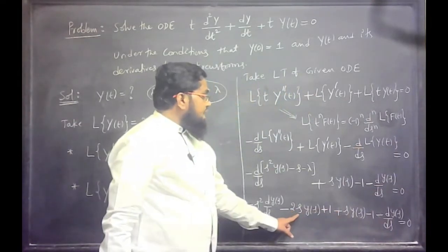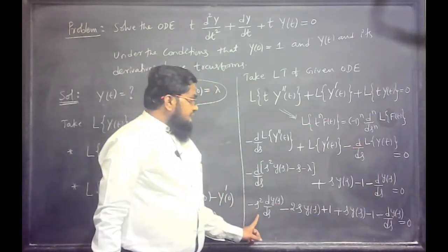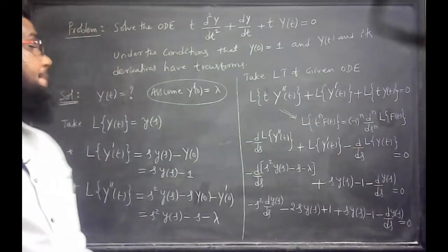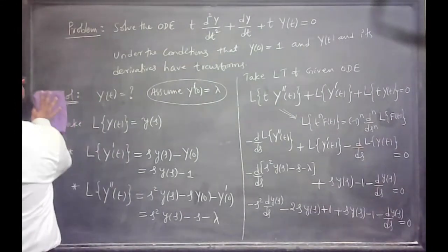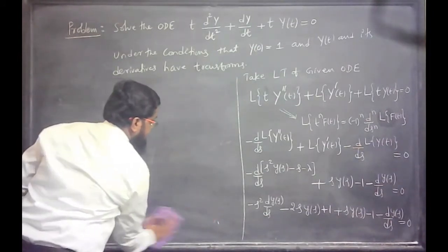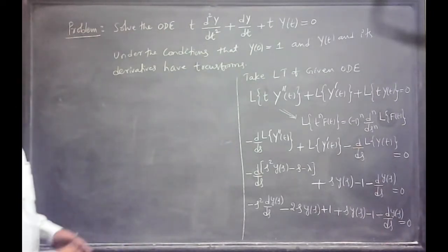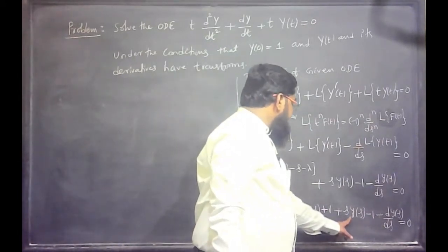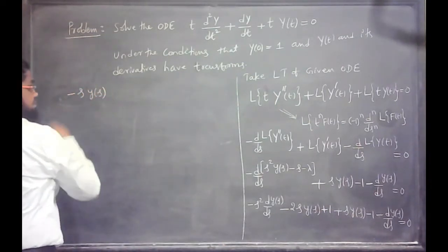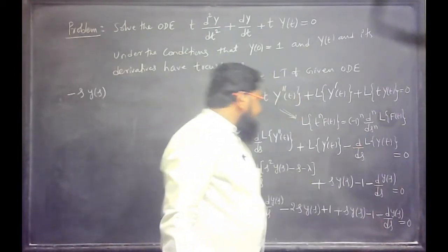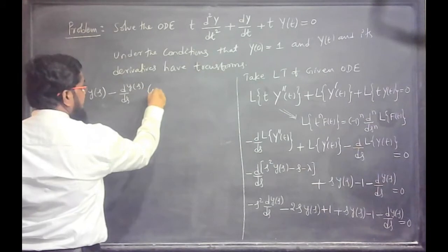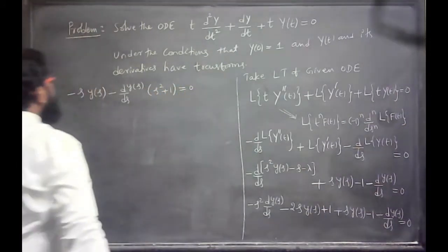s y of s is there, here 2s y of s is there, minus will come. Then minus s square, then as usual the terms will be like that. Now rearrange the terms. So what is left finally? Minus 1 cancel. It is minus s y of s remaining. Then minus s square, then I can take minus d by ds of y of s common, then I have s square plus 1 is equal to 0.